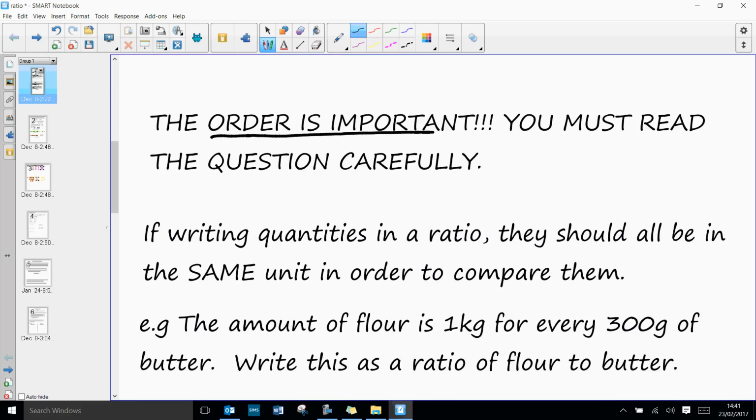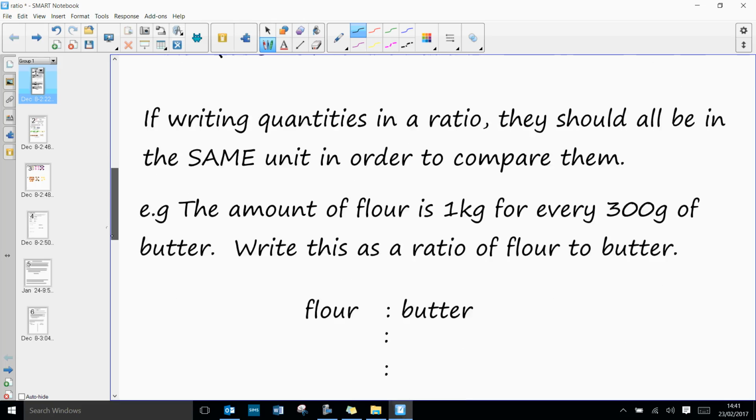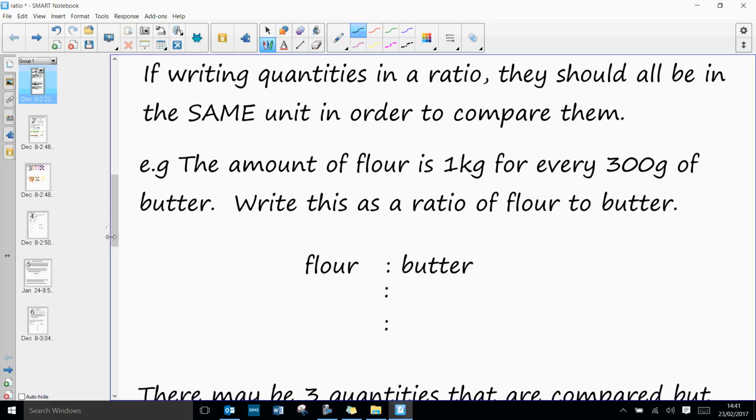If writing quantities in a ratio, they should be in the same unit in order to be able to compare them. So a question may ask you to write something as one ratio to another, but if they're asking you to compare them somehow, you have to change the units. So we've got 1 kilogram of flour and every 300 grams of butter. So 1 kilogram of flour and 300 grams of butter.